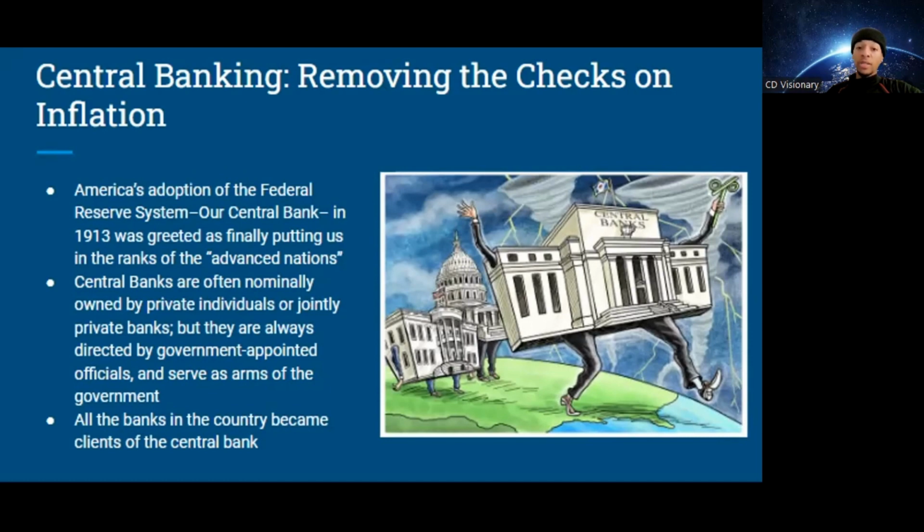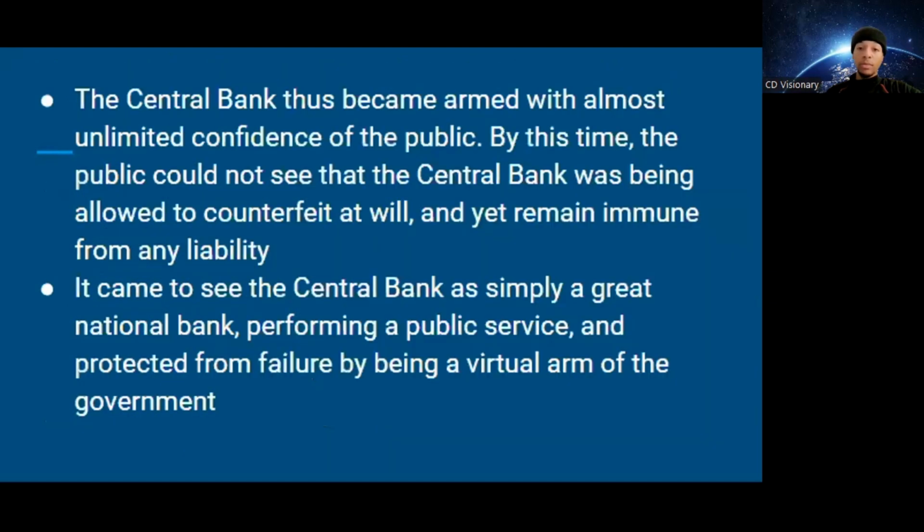Central banks are often nominally owned by private individuals or jointly by private banks, but they are always directed by government-appointed officials and serve as arms of the government. All the banks in the country became clients of the central bank. The central bank thus became armed with almost unlimited confidence of the public. By this time, the public could not see that the central bank was being allowed to counterfeit at will, and yet remain immune from any liability. It came to see the central bank as simply a great national bank, performing a public service and protected from failure by being a virtual arm of the government. So basically, the central bank is a virtual arm of the government. They work under the government.